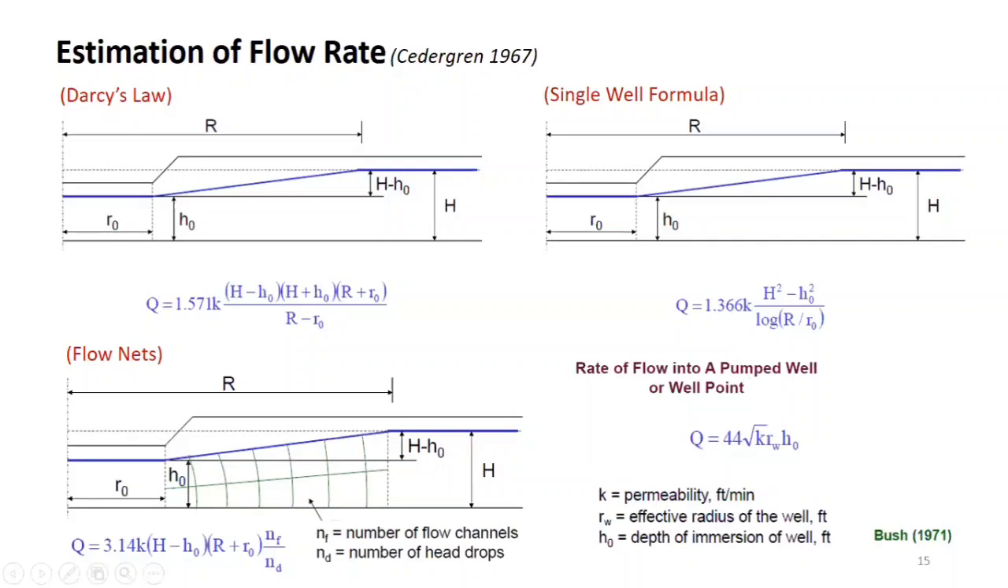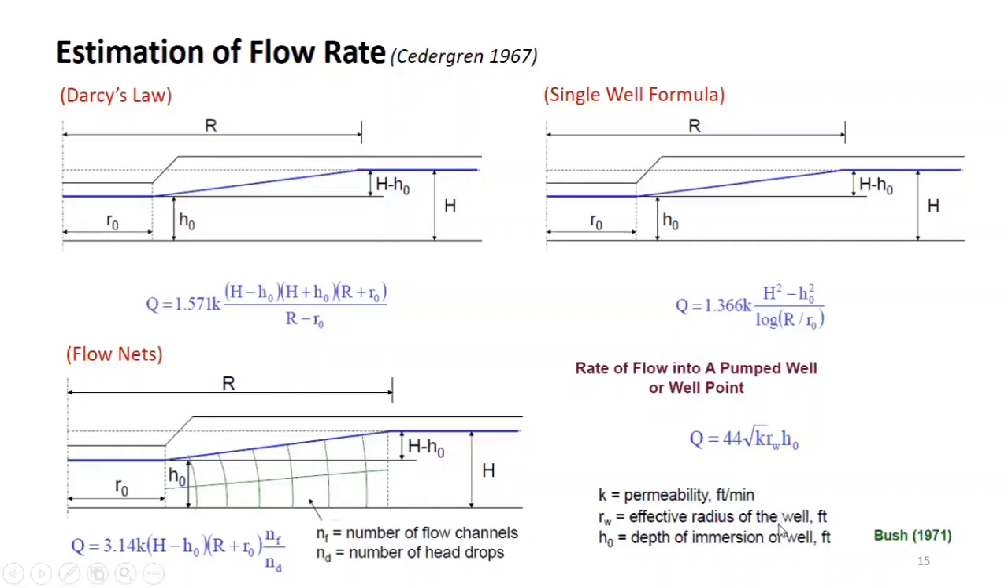And there is another estimation formulation available for rate of flow into a pump well or a well point. Okay. So this is given by Bosch in 1971. This relationship can be used. But be careful, guys, that all these equations have their own system of units. So you have to use the respective units. So K is the permeability in this expression, in feet per minute. Okay, be careful with this. But mostly you're getting your answers in feet per second, so you can't use feet per second. It has to be feet per minute.